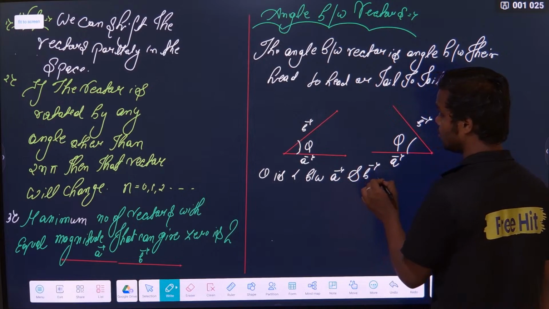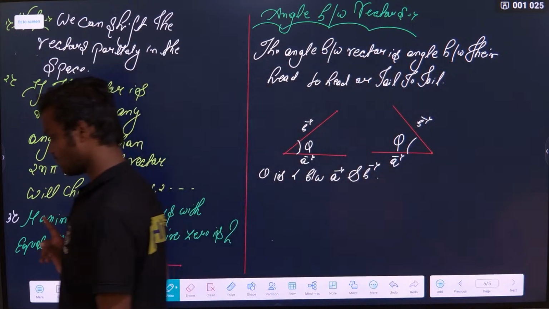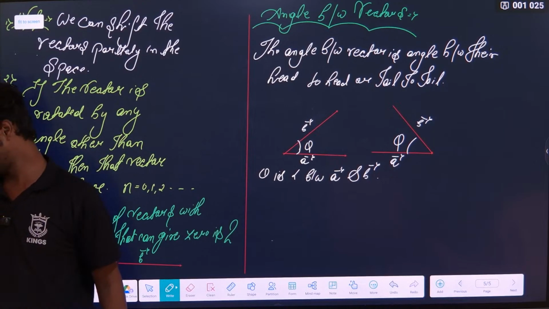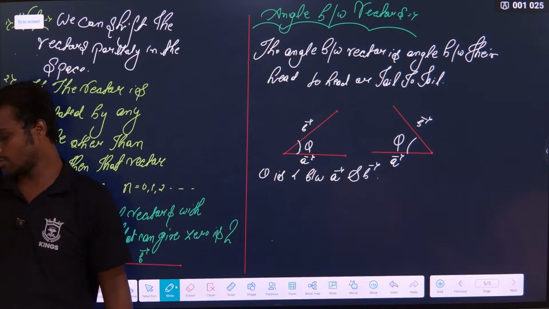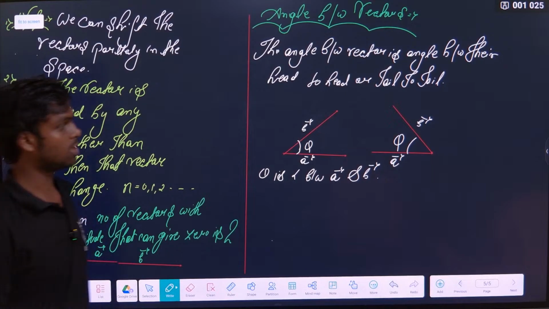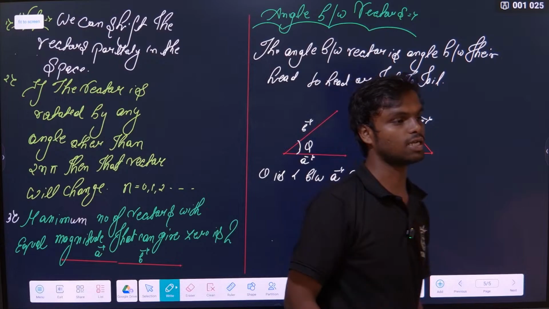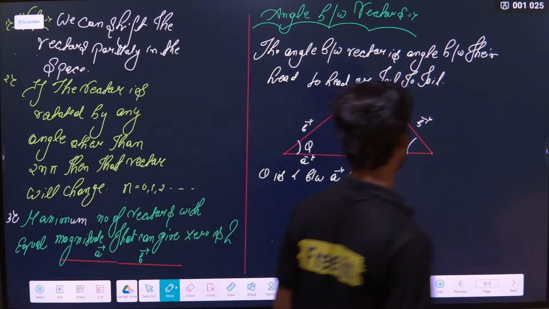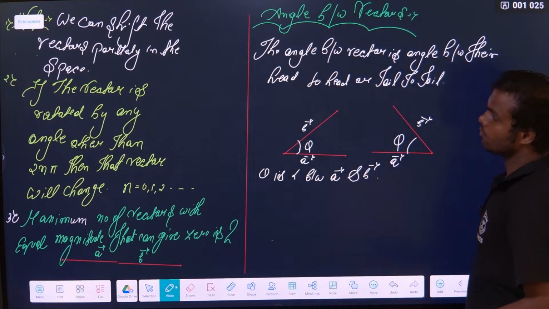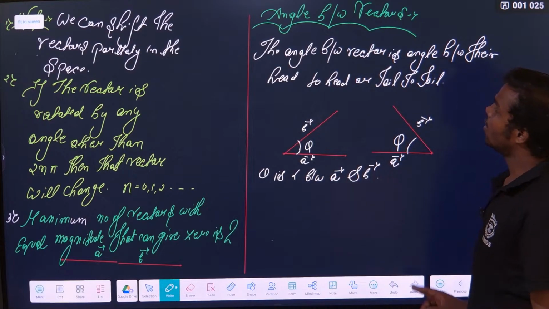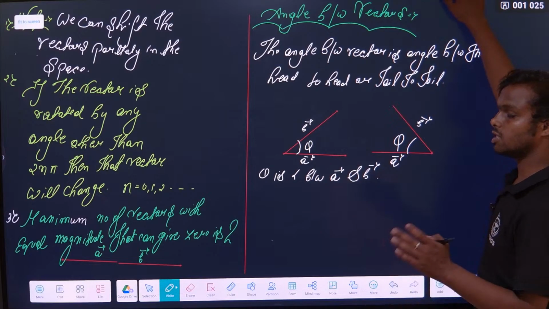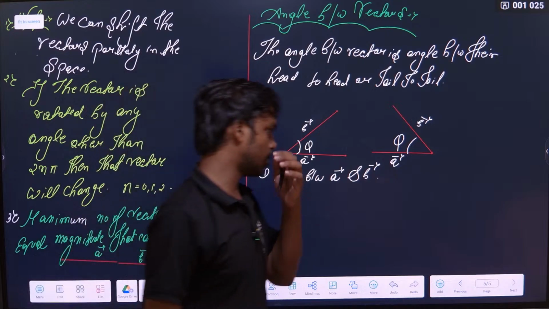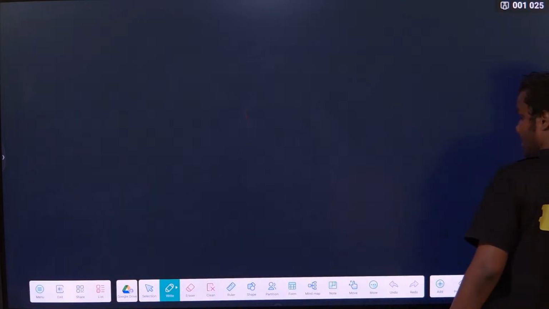So first of all, you should know how to find the angle. That should be very clear to you, how to see the angle between two vectors. There is a formula, and the formula is very simple. But before going to that formula, you should know how to find the angle. For seeing the angle, you have to see the angle either tail to tail or head to head. That is the simple logic I am trying to explain. Clear?